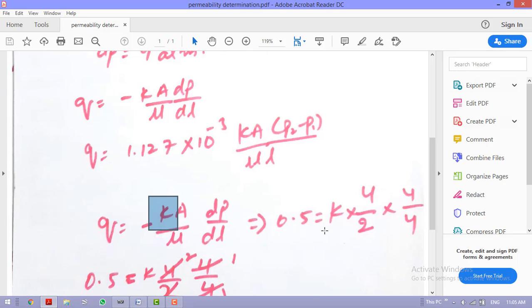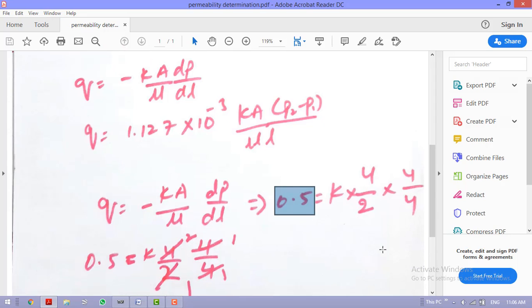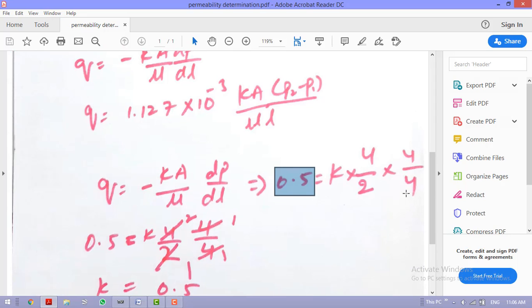So I am just quickly substituting the values. 0.5 centimeter cube per second is the value of flow rate, and K we have to find out. The area is 4 centimeter square, the viscosity is 2 centipoise, the pressure differential is 4 atmosphere, and length is 4 centimeter. If we further simplify, this 4 and this 4 will get cancelled, and this 2 and this 4 will go for 2 times, as I did over here, as you can see.